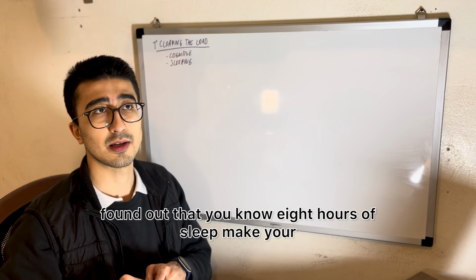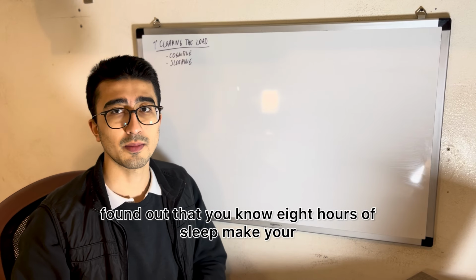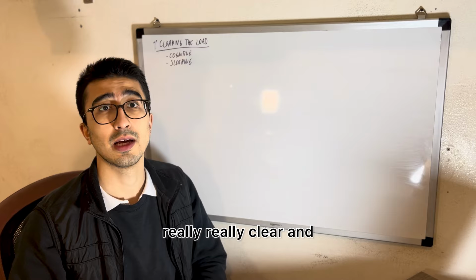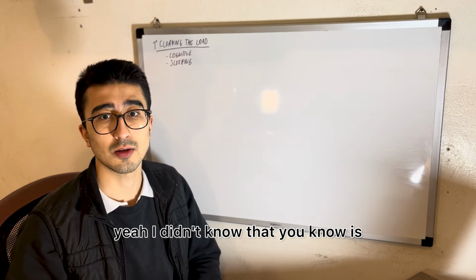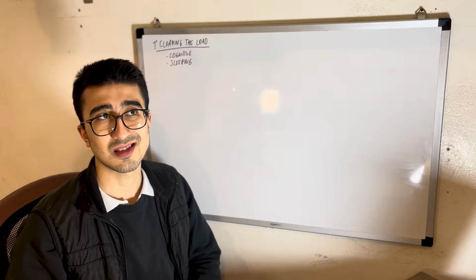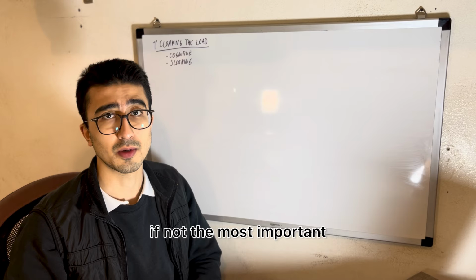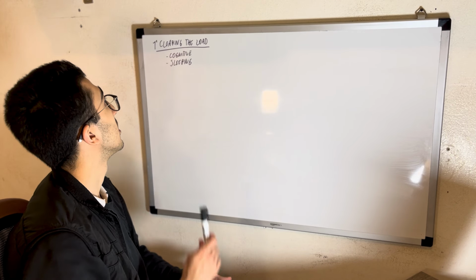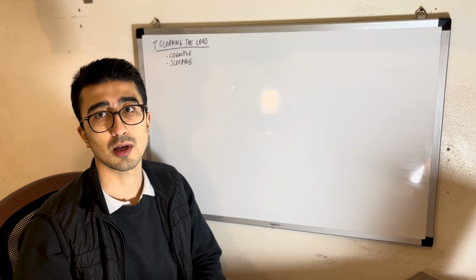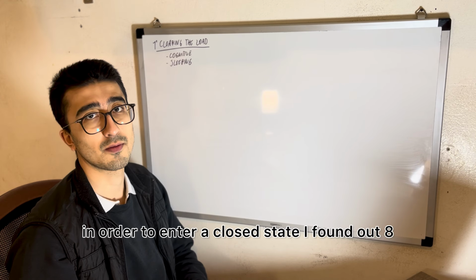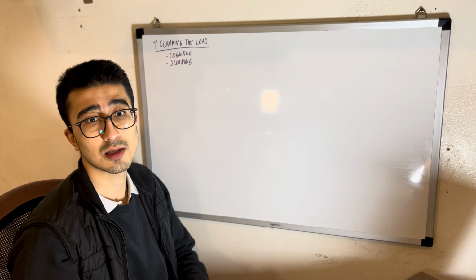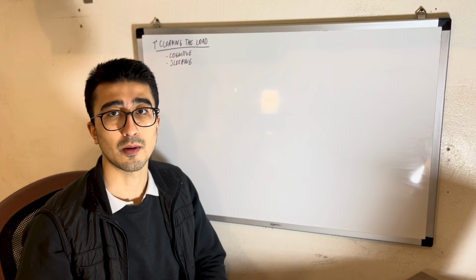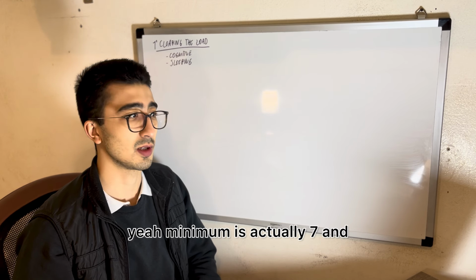I found out that 8 hours of sleep makes your mind really crystal clear, and at the end of the day, it is one of the most, if not the most, important parts of our health. So sleeping at least 7 to 8 hours is the minimum in order to enter flow state. I found out 8 is where I was the most creative, and minimum is actually 7.